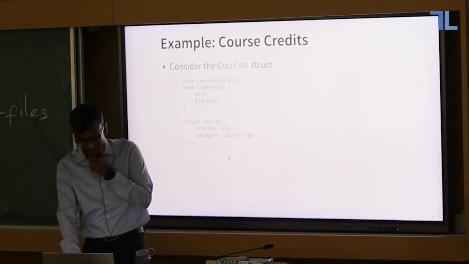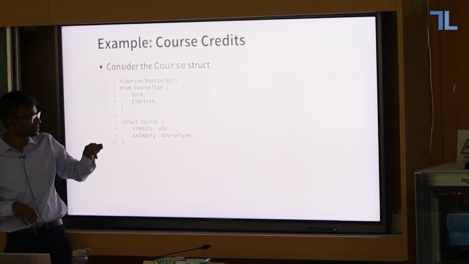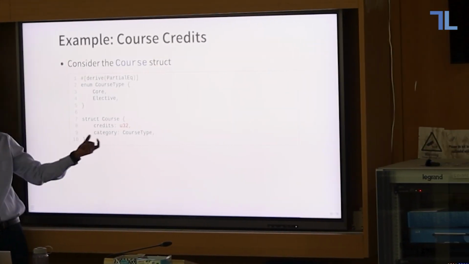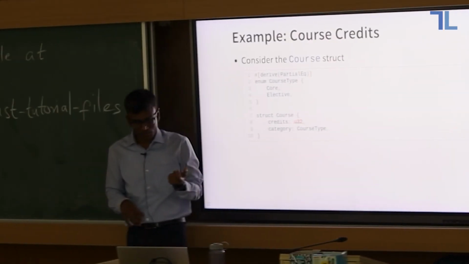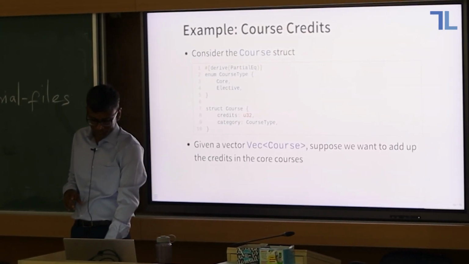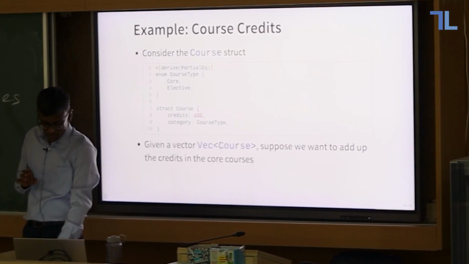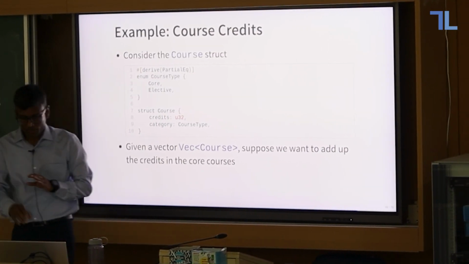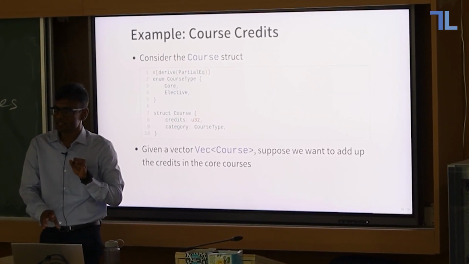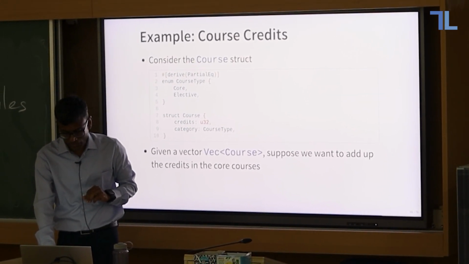Let's take the example of course credits. Suppose you have courses which are either core or elective courses. A course has some credits, which is an integer, and a course category, which is either core or elective. Suppose I want to compute the sum of the core course credits which a student has taken. So I have a vector of courses and I want to compute the core course credits. Now you would say, okay, let's write a for loop, check if the particular course is a core course or an elective course, and calculate some running sum.